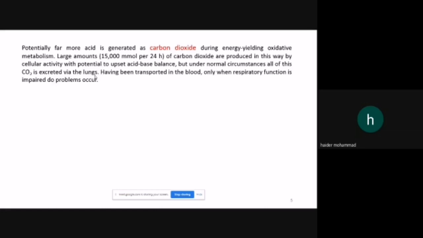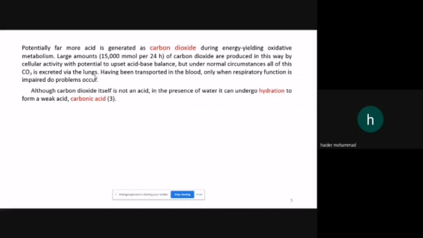Then we have another source for the hydrogen ion, or for the acid, in the blood, which is carbon dioxide. Now carbon dioxide is a gas. How do we consider it an acid? It is a gas. Carbon dioxide can undergo hydration. We said carbon dioxide is transported in the blood.